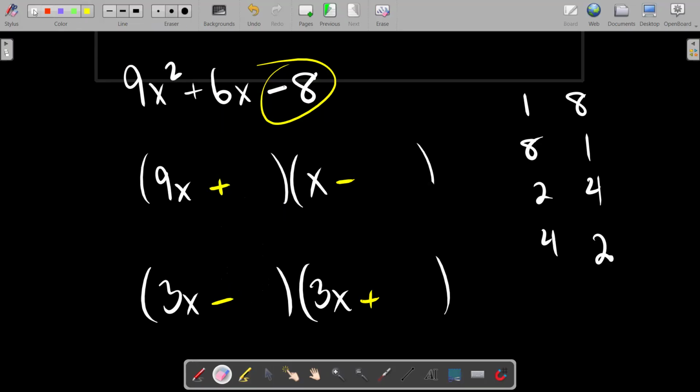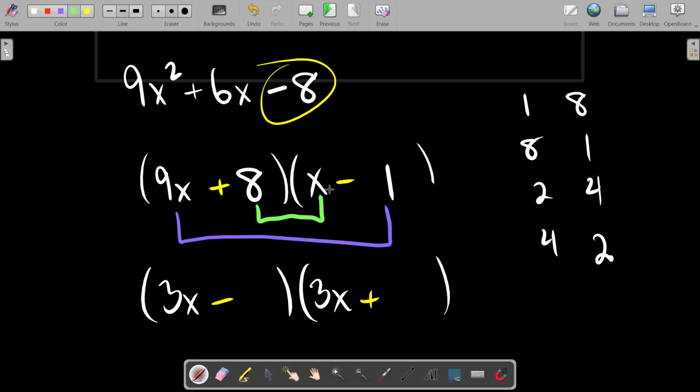So 9x plus 8 and x minus 1. I'll take it. Let's test the handiwork here. What does the purple make? -9x plus 8x makes -1x. We missed the mark. Totally normal.